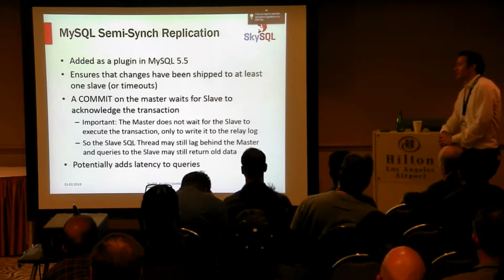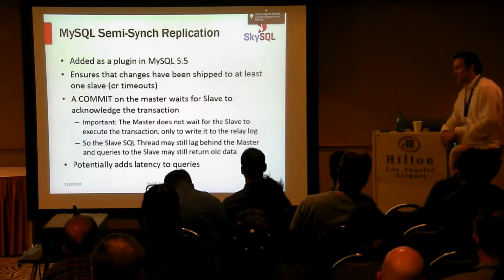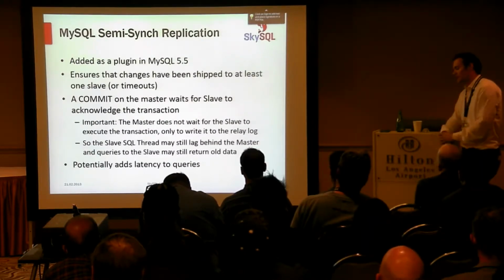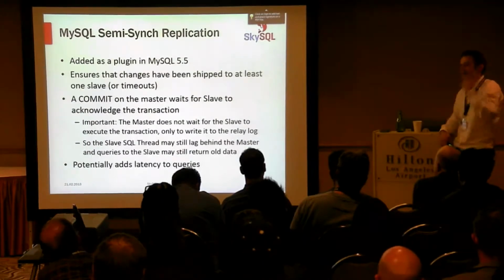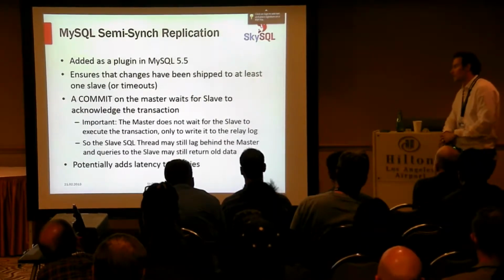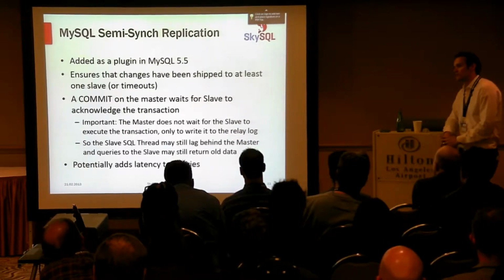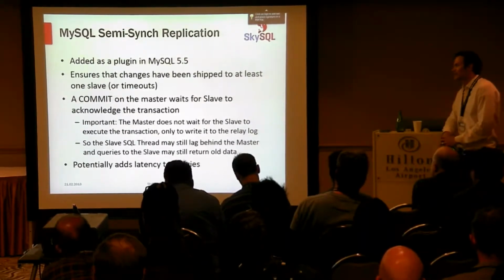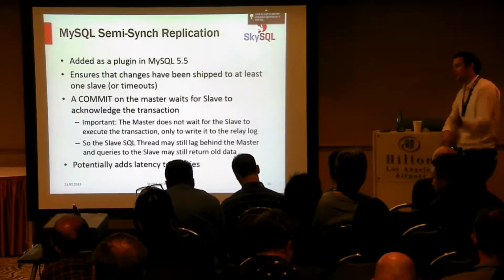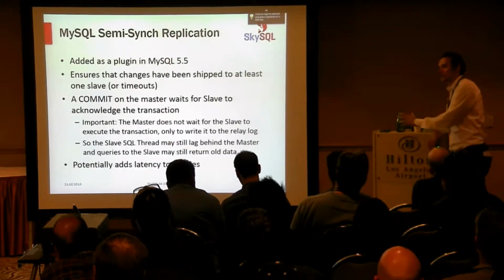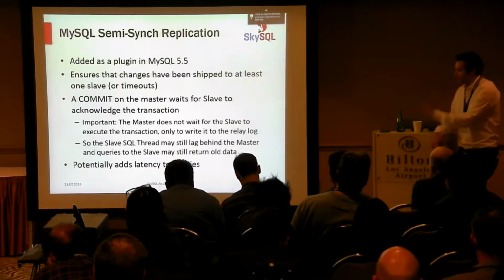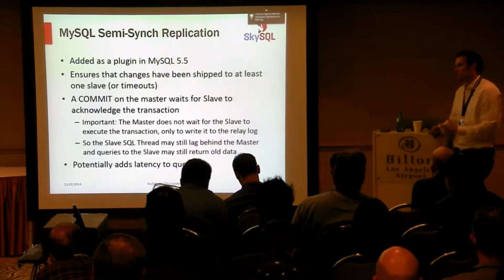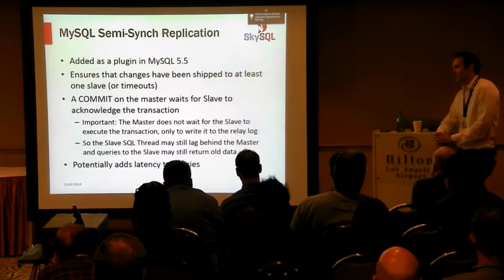So what semi-sync replication does is that it ensures that if you commit a transaction, it will be shipped to at least one of the slaves before the client receives the validation of the transaction. So it's semi-sync because it's only shipped to the slave, it's not actually applied on the slave. And it's only one, so the server doesn't guarantee that every slave has it, but it guarantees that one slave will have the transaction.